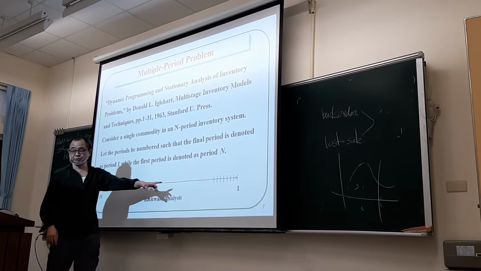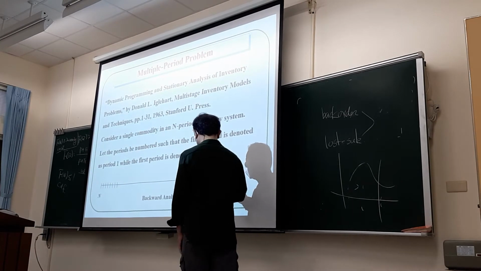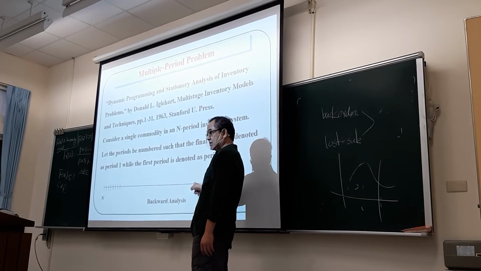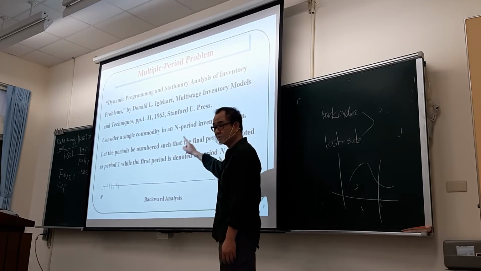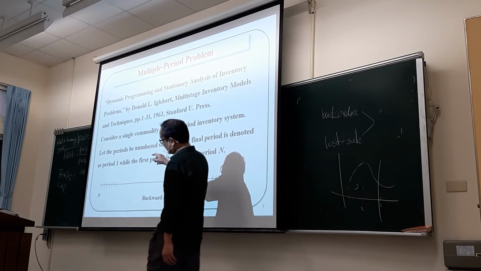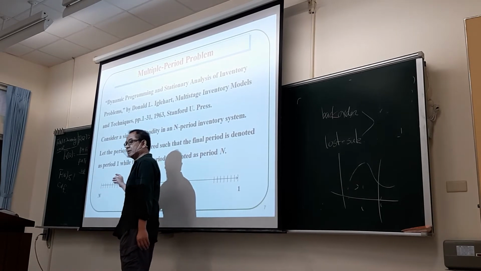You see, that's the beauty of the backward approach. So n is here, right? So that's an n-period problem. Since this is backward, capital N then is a capital N period problem.